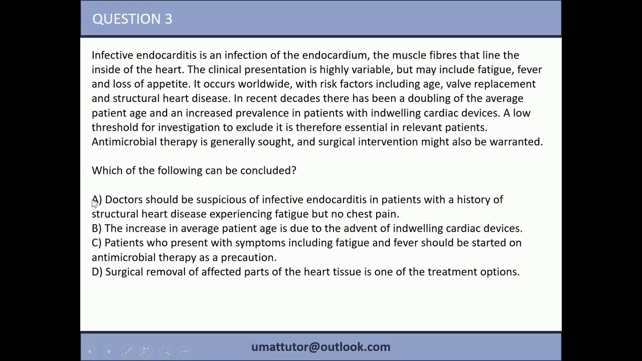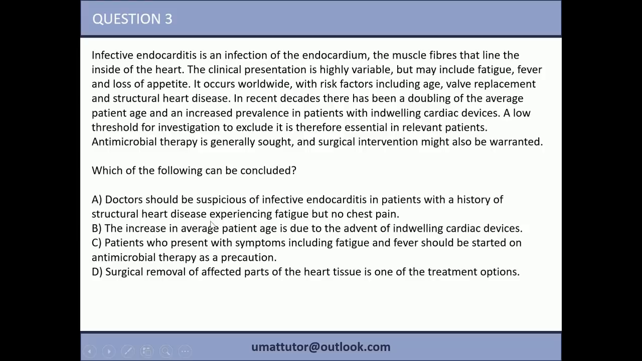Option A, doctors should be suspicious of infective endocarditis in patients with a history of structural heart disease experiencing fatigue but no chest pain. So it's a reasonable option, I think. Certainly, it mentions patients with a history of structural heart disease, which is mentioned here as a risk factor for infective endocarditis. Sorry, there it is. So that's a good start.